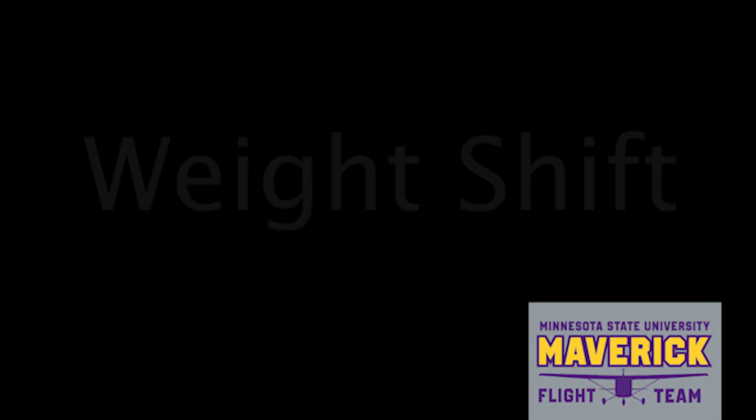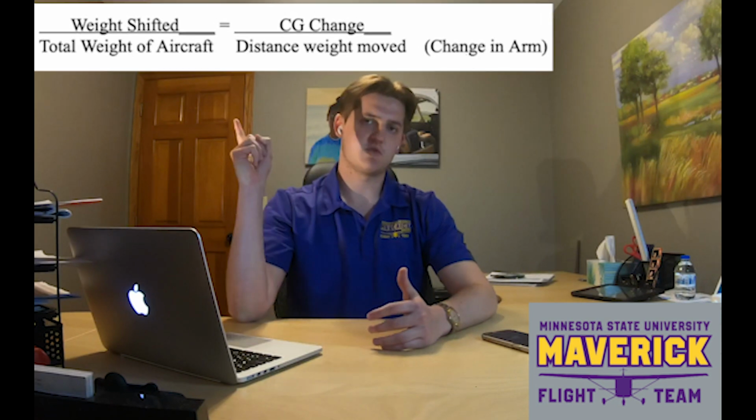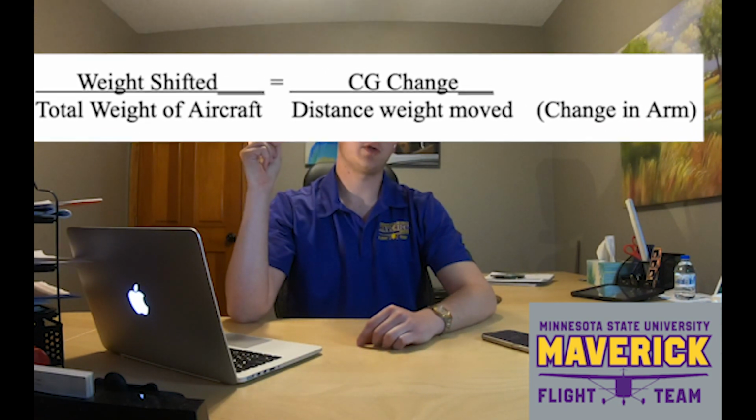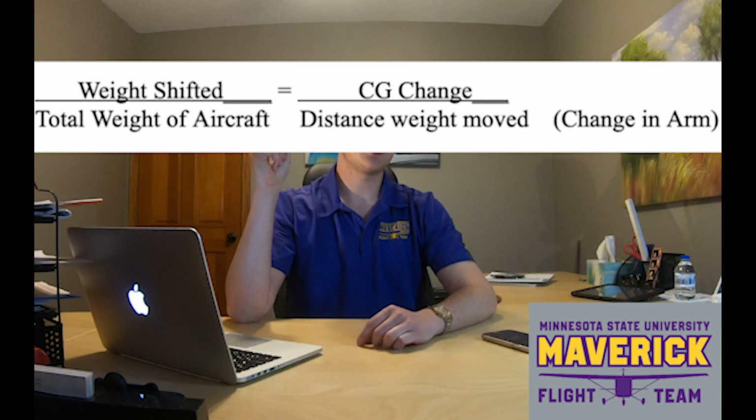Center of gravity shift on the E6B can be done using these three simple formulas. Now, when given a weight shift problem, you'll have to use this formula right here, which is equal to weight shifted over the total aircraft weight, which is equal to a CG change over a change in arm, or distance weight moved. So let's begin with a weight shift example problem.